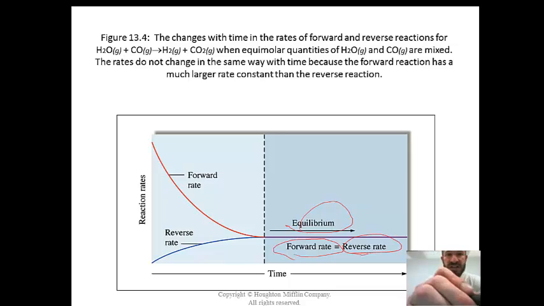Now we see here, one thing I would change about this is, notice this is a one-way arrow. For equilibrium we represent it with a two-way arrow. So an arrow going to the reactants and an arrow going to the products.